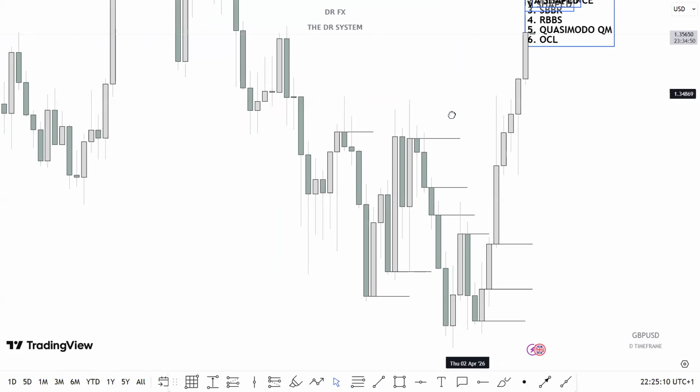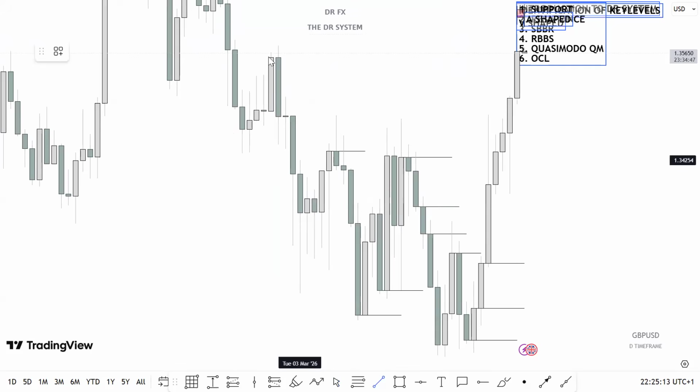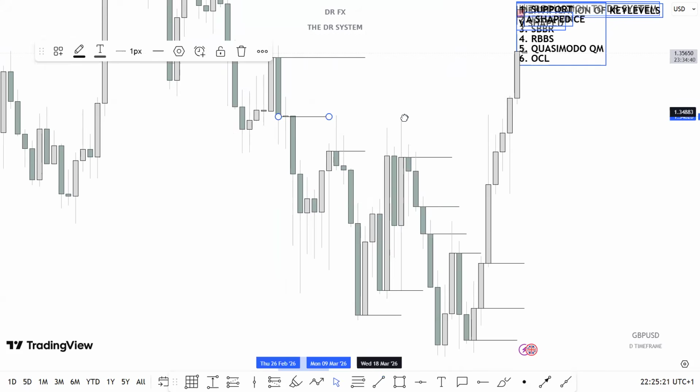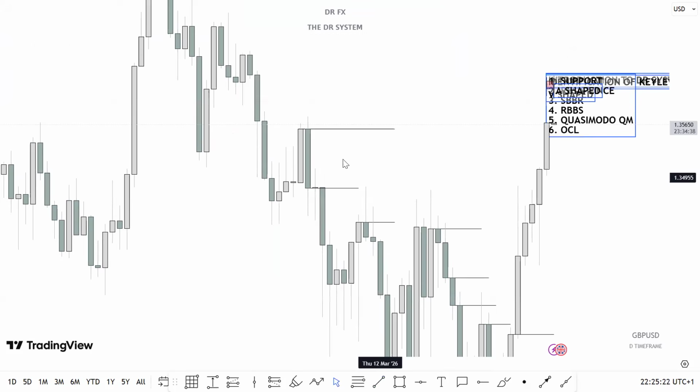But key levels are everywhere, just like liquidity. Liquidity is everywhere in the market, same as key levels are everywhere. So you cannot use all of them. That's why you need to act very wisely, right? So you can see a lot of them. Right here, we also have an OCL. Right here, what do we have?